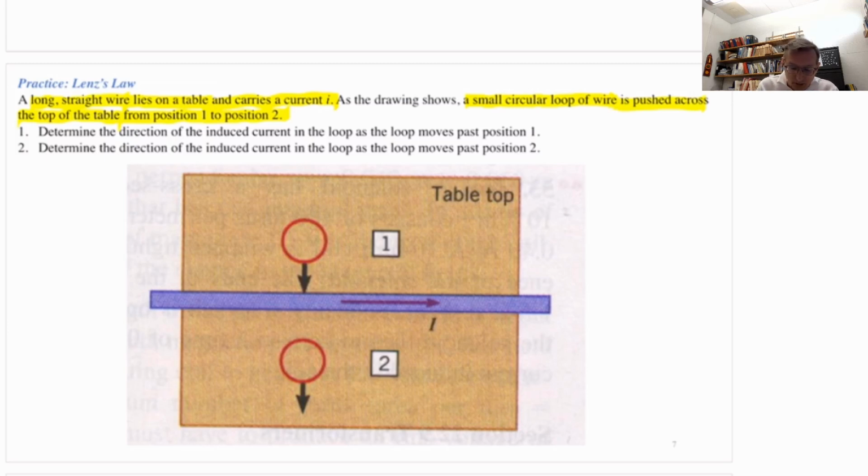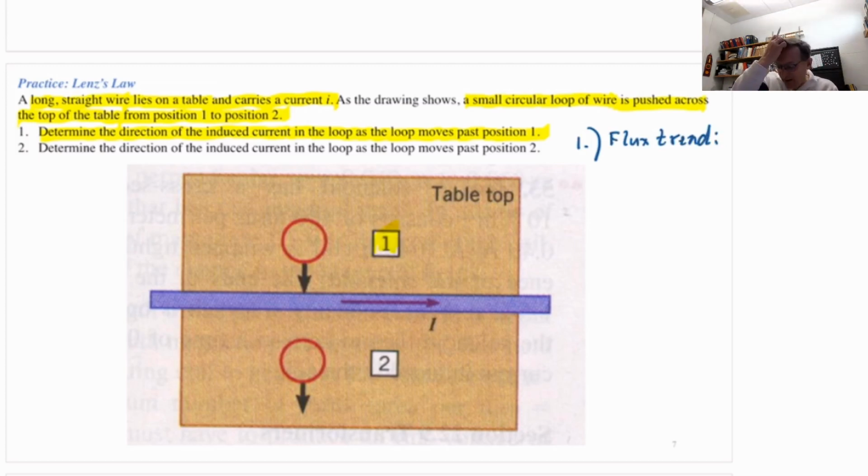Question 1. Determine the direction of the induced current in the loop as the loop moves past position 1. Okay? All right. Remember the flow chart. We're going to go through the steps together. First, figure out what we call the flux trend. How is the flux changing? Now I'm talking about position 1, remember?